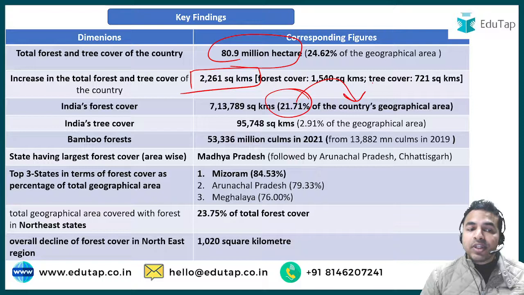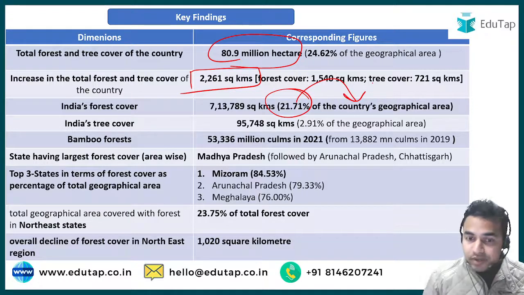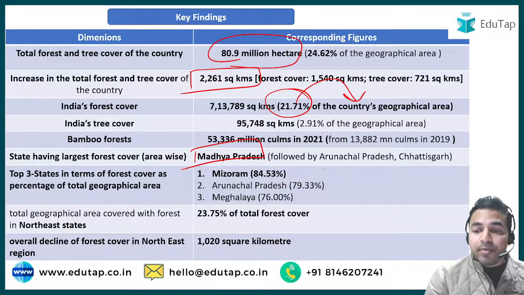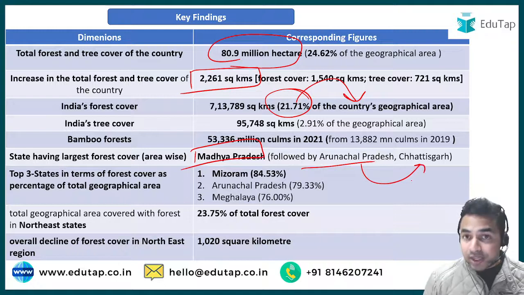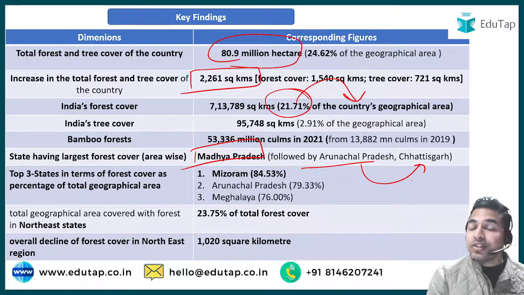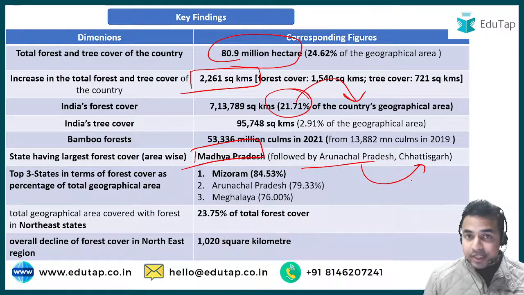And when we talk about the state which has the largest forest cover, it was Madhya Pradesh, followed by Arunachal Pradesh and Chhattisgarh, which have the largest cover area-wise in terms of forests.